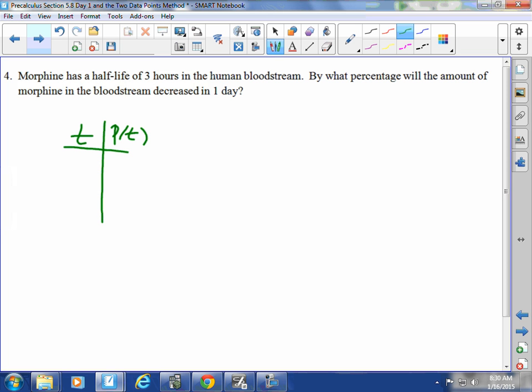Morphine in your bloodstream has a half-life of 3 hours. By what percent will the morphine decrease in 1 day? All right, so at time 0, that's when you're taking the injection. What percentage of it is in your bloodstream? 100%. If the half-life is 3 hours in your bloodstream, what is that second data point? 3, 50. Once you have those two data points, find K, and now you've got your equation.